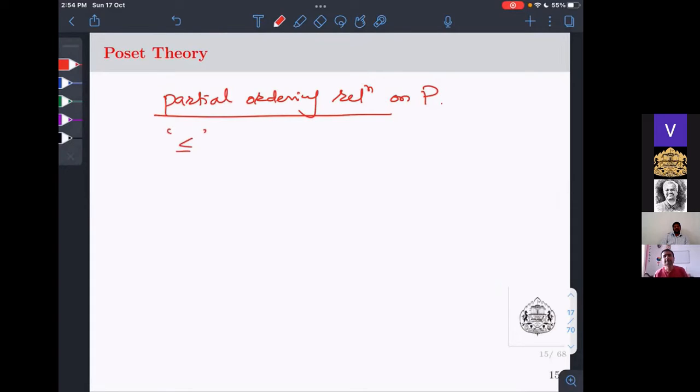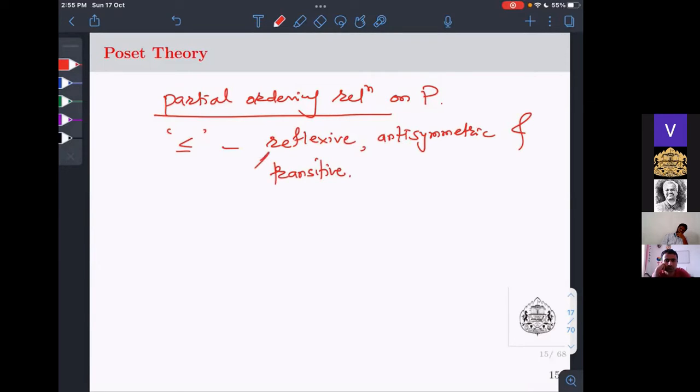Usually it is denoted by less than or equal to. This is the usual way. It doesn't mean the usual less than or equal to, but this is a notational part. Okay, so what do we mean by a partial ordering relation? This relation is reflexive, then antisymmetric and transitive.